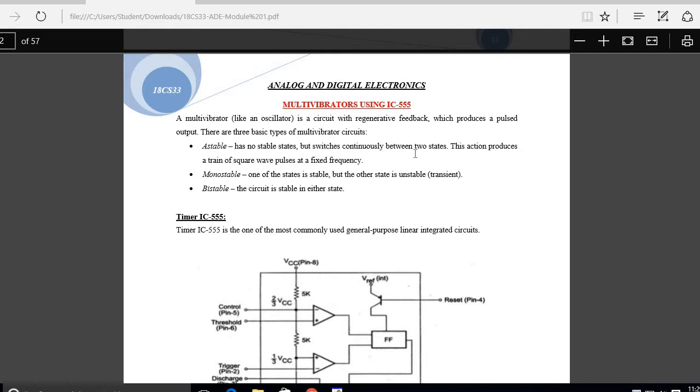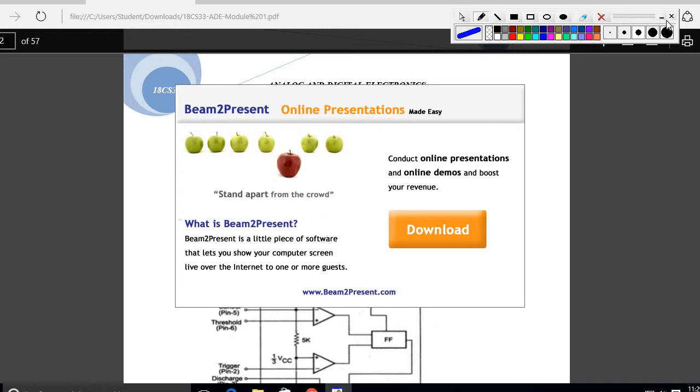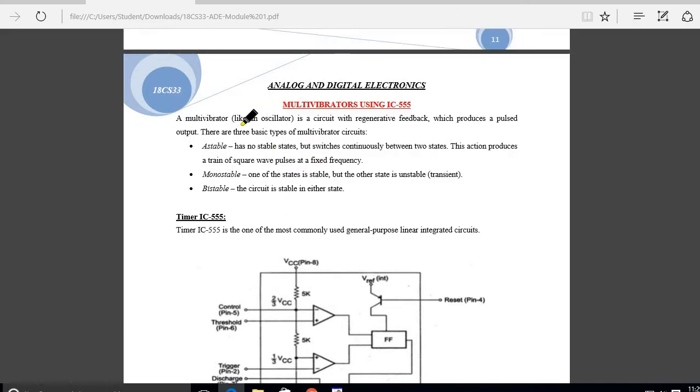So, different types of multivibrators. This is the IC555 that I'm using in these multivibrators. First, let us see what exactly a multivibrator is. A multivibrator is like an oscillator circuit with regenerative feedback, which generates a pulsed output. Pulse output means a square wave. There are three basic types of multivibrator circuits: astable, monostable and bistable.